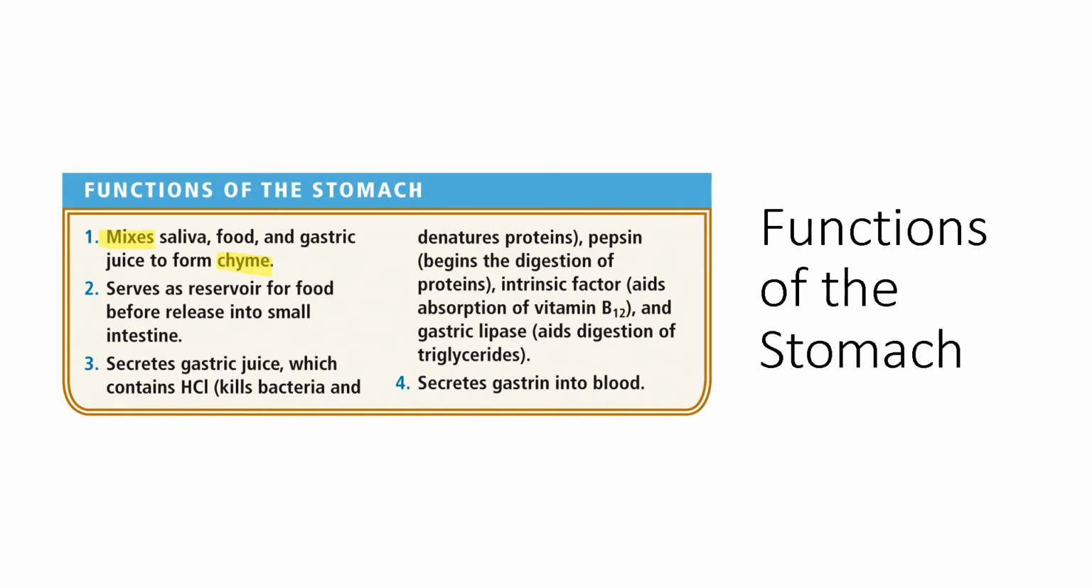Our second function of the stomach is that it serves as a reservoir for food. The third function is that it secretes gastric juice, which contains hydrochloric acid. So it kills and denatures everything. So this word denature means that proteins unravel and become useless. So denaturing is the unraveling of proteins, making them useless.